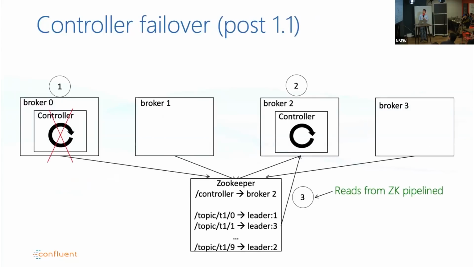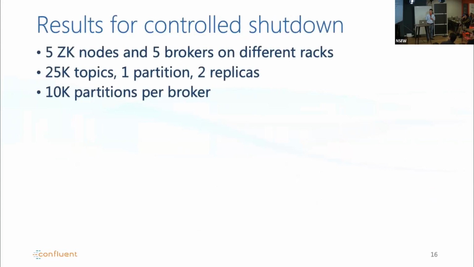If we look at controller failover, when the controller fails over, it has to read this data from Zookeeper into its memory. And this process is also using that pipeline reads from Zookeeper. So we can hide a lot of latencies in Zookeeper. Now let's look at some of the performance numbers we have.